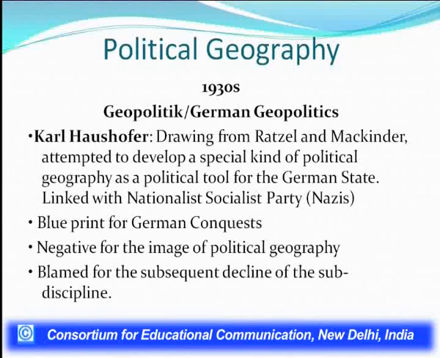Then political geography also had its share of infamy during the 1930s and 1940s, with the work of a German geopolitical thinker who was deeply influenced by the ideas of Friedrich Ratzel and Halford Mackinder. He attempted to develop a special kind of political geography as a political tool for the German state. His work on German geopolitics was linked with the National Socialist Party, or the Nazis, before and during the Second World War. He contributed a lot to radio broadcasts and other forms of propaganda and media dissemination in Germany prior to and during the Second World War.